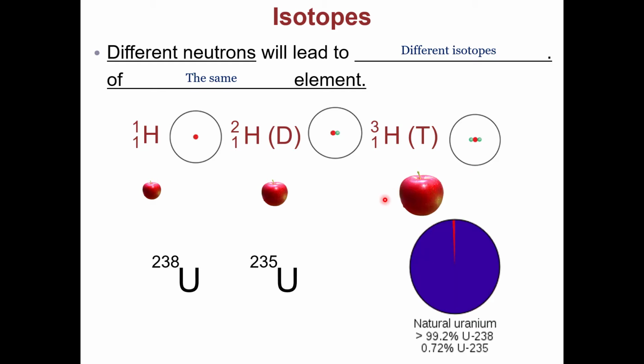Any sample of any element will naturally contain at least two different isotopes. For example, a natural sample of uranium will contain uranium-238 and uranium-235, and any naturally occurring sample of uranium will have different fractions of each one of these isotopes.